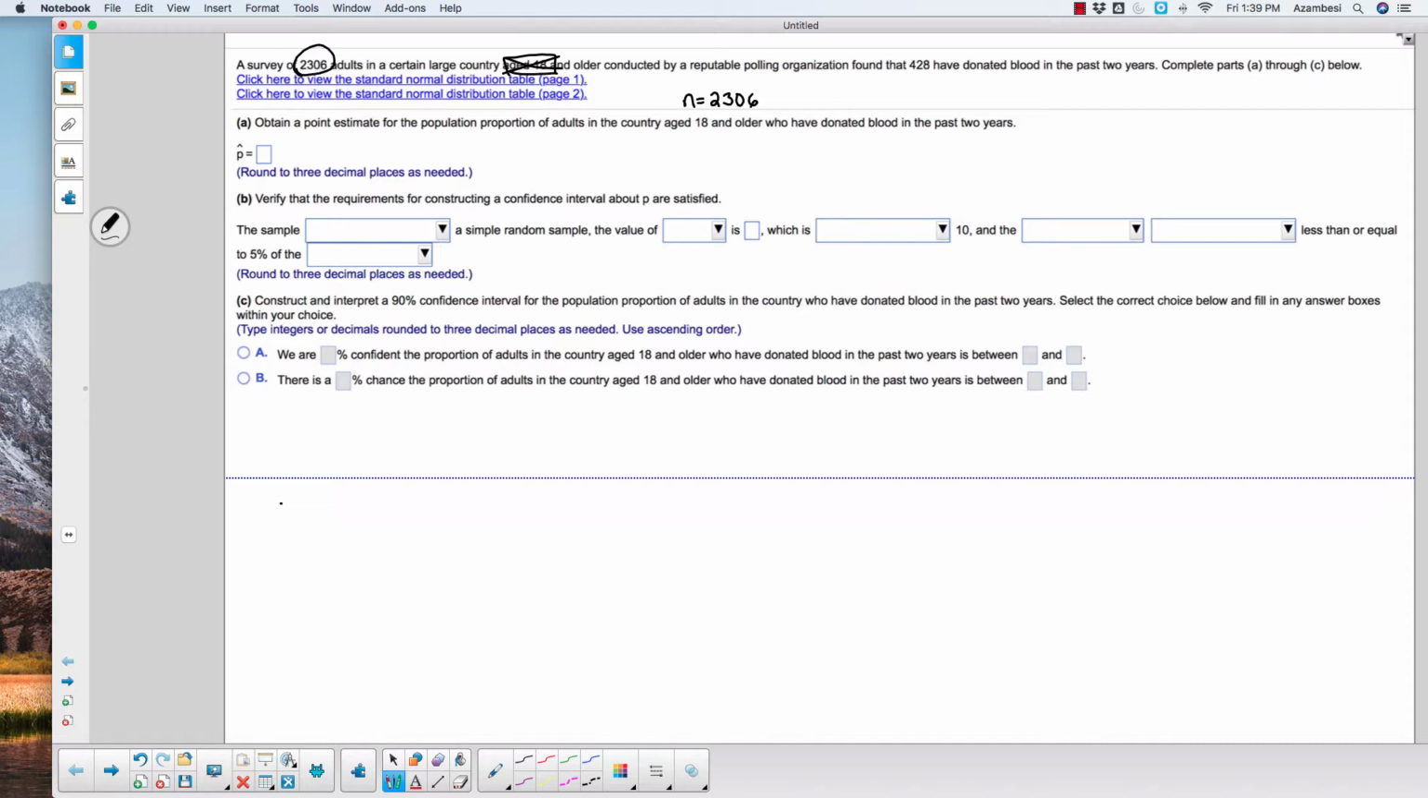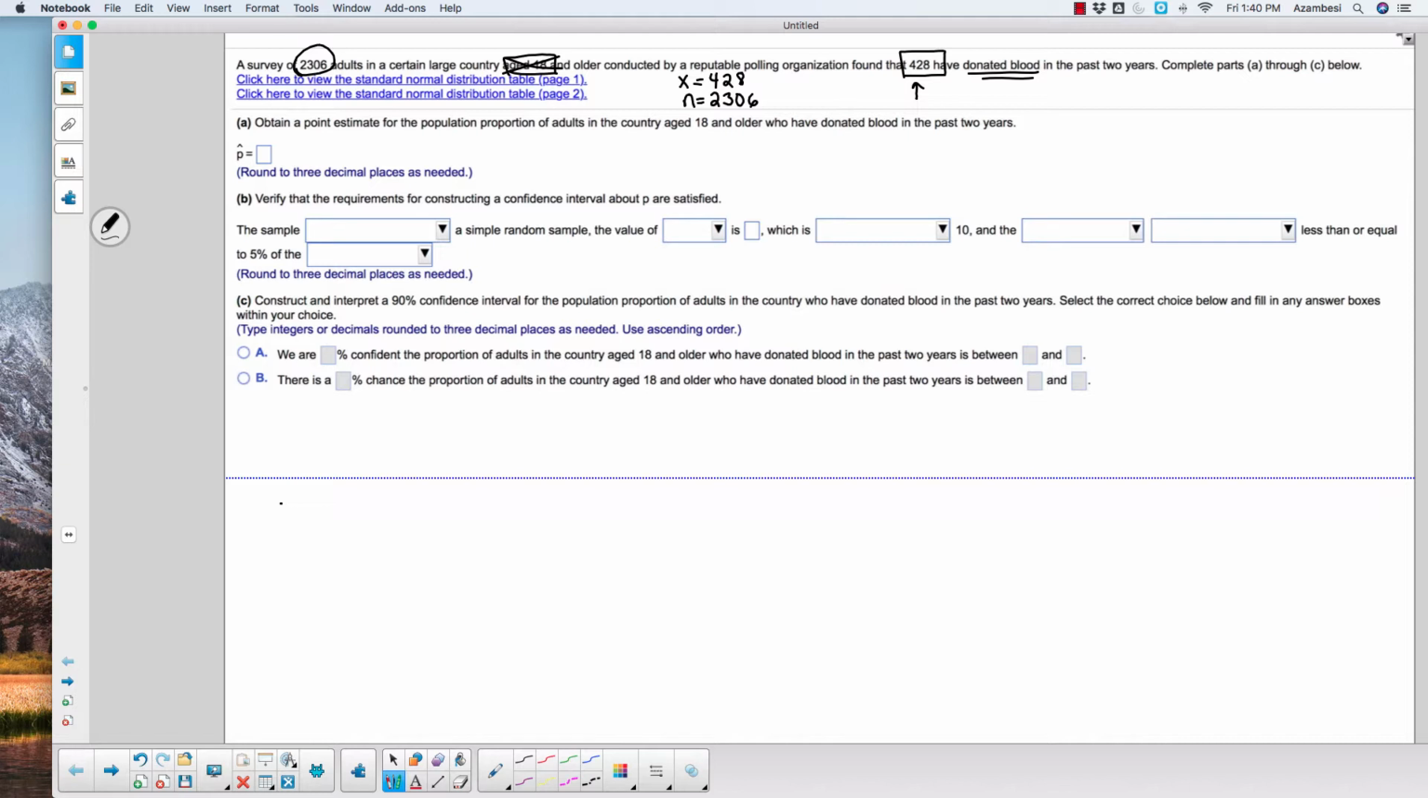The other number that we need is this 428. These are the number of people who have done the thing of interest. Sometimes, depending on the author, this is listed as either an X or an R, but we have X here equal to 428. In both cases, whether they use X or R, it means the same thing, the number of people or things that satisfy your problem of interest.